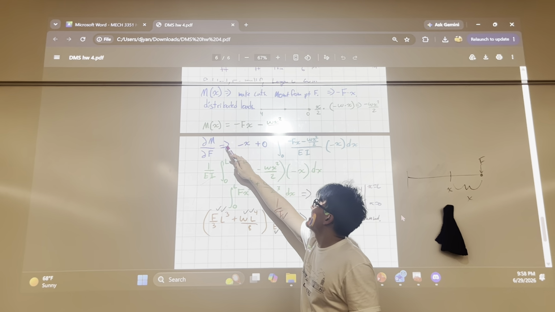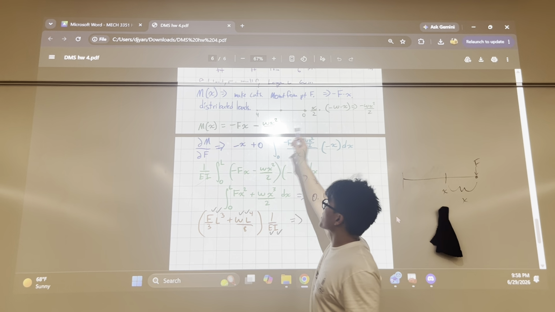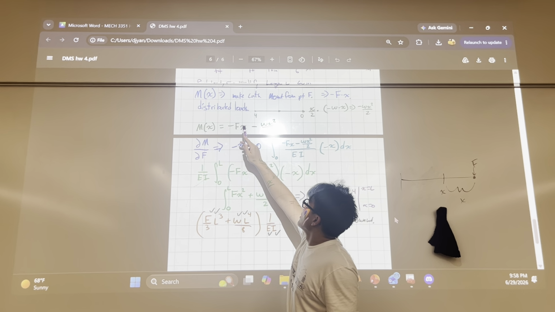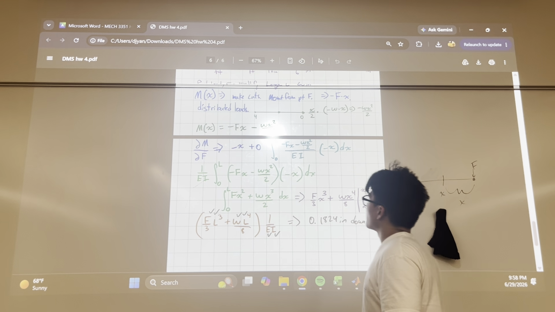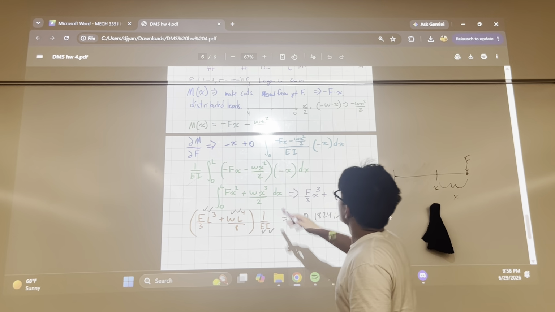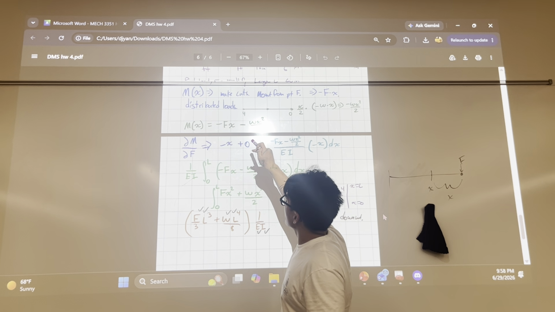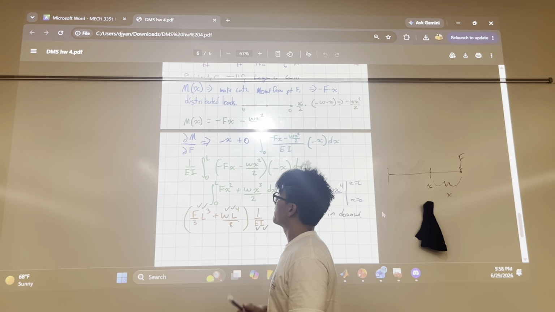So the moment equals, by the principle of superposition, we just add them together, right? The one that we got before, the point load, and then the distributed load, and then we get the moment with the input of x.